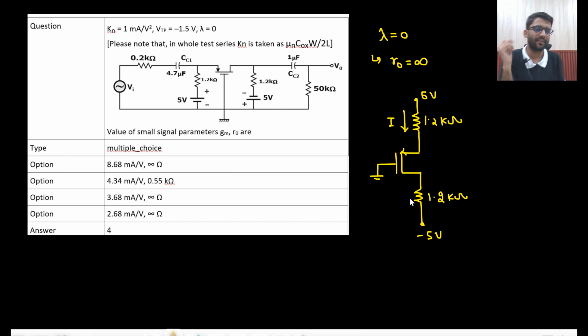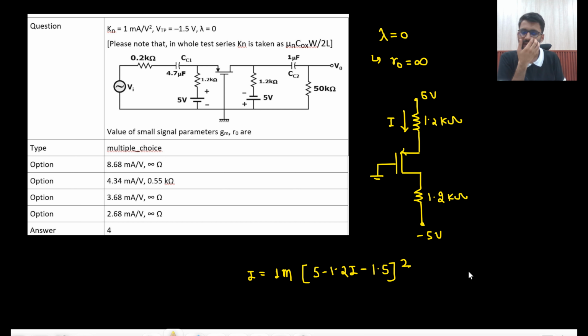So this is the current I, right? This current would be your I. So I can say, I is equal to mu n Cox W by L, that is W by 12, that is 1 milli, times VSG minus VT whole square. VSG would be 5 minus 1.2 I, and VT is minus 1.5. So this is the equation we are getting, considering I to be in milliampere.